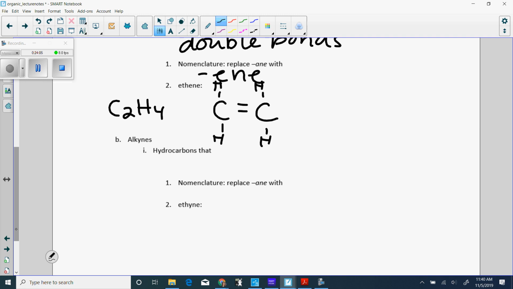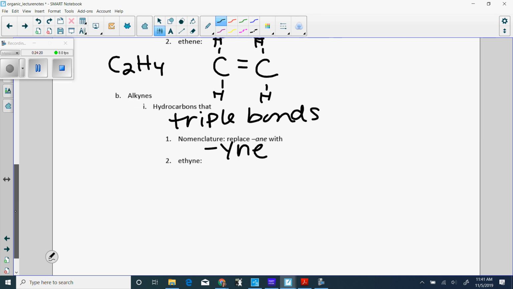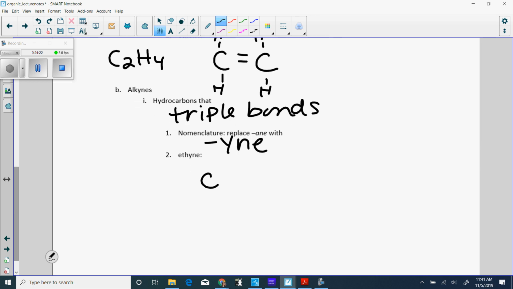Alkynes are triples. We change the ane to yne. So instead of propane, it's propyne. Instead of butane, it's butyne. Instead of ethane, it's ethyne.